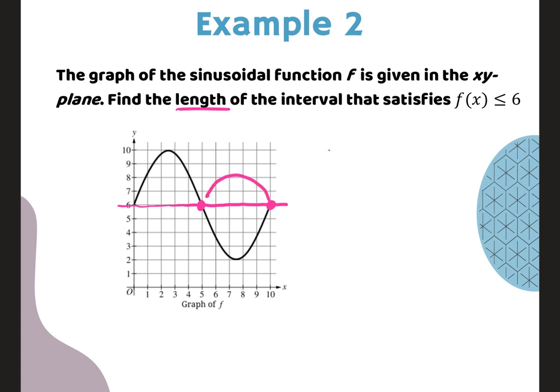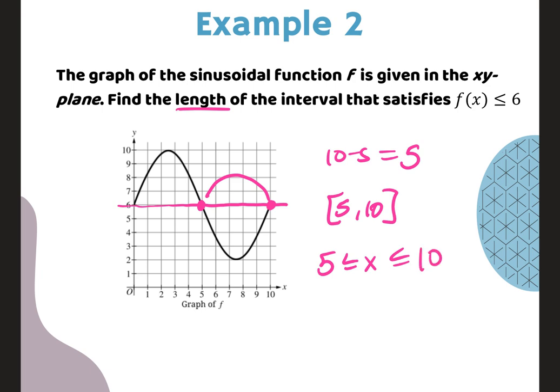So 10 minus 5 would be 5. That should also be half your period because it goes from the intercept where it crosses the x-axis to the end on that sine curve. If it had asked what's the interval, then I would have said 5 to 10, and this time it would get brackets, or 5 is less than or equal to x, which is less than or equal to 10.